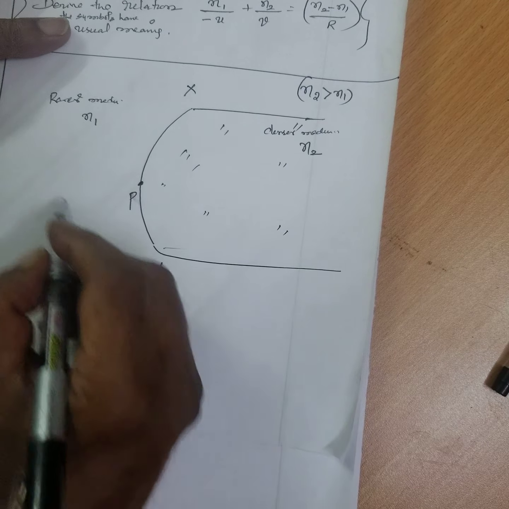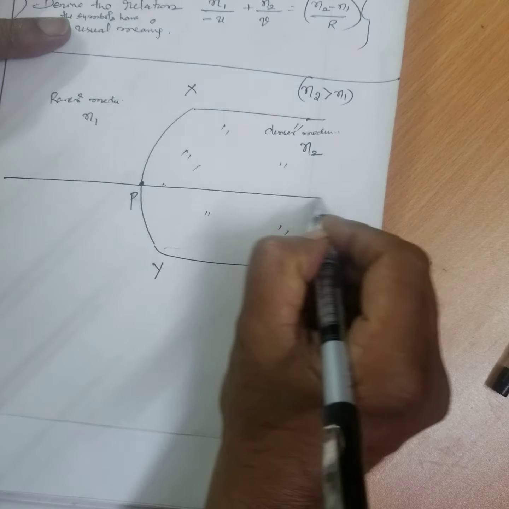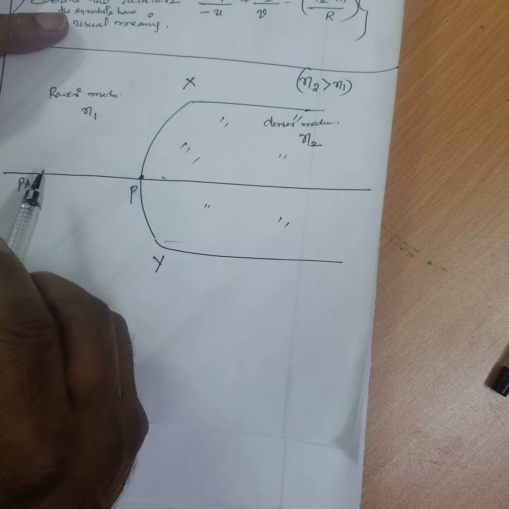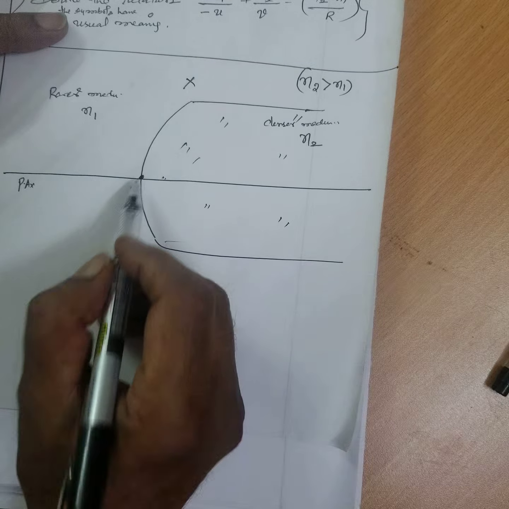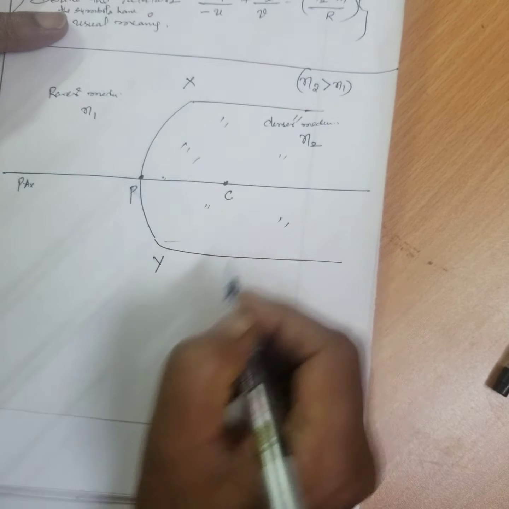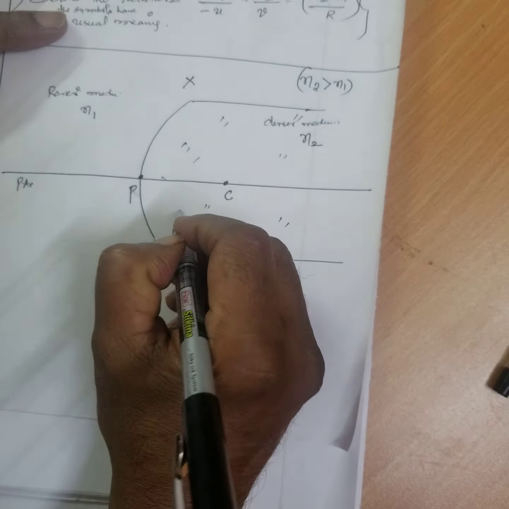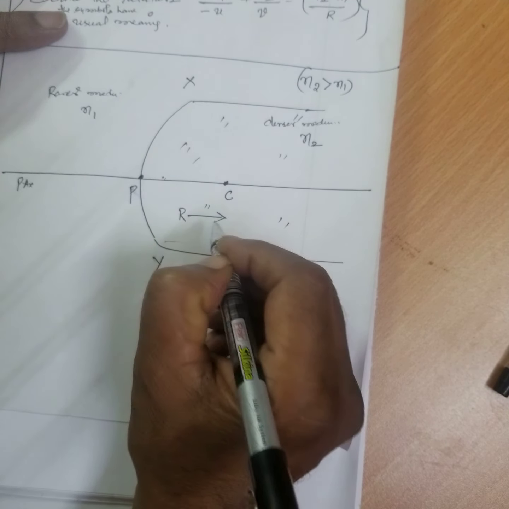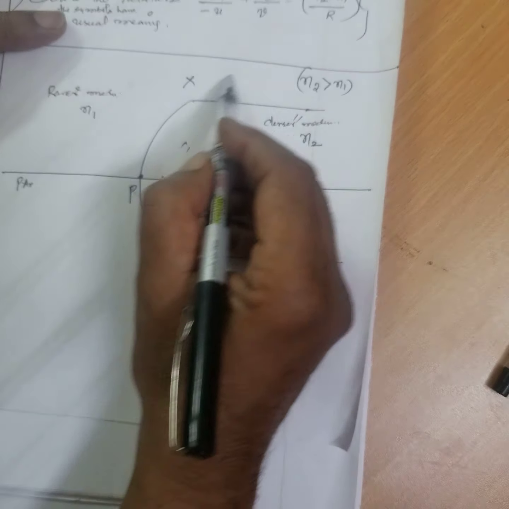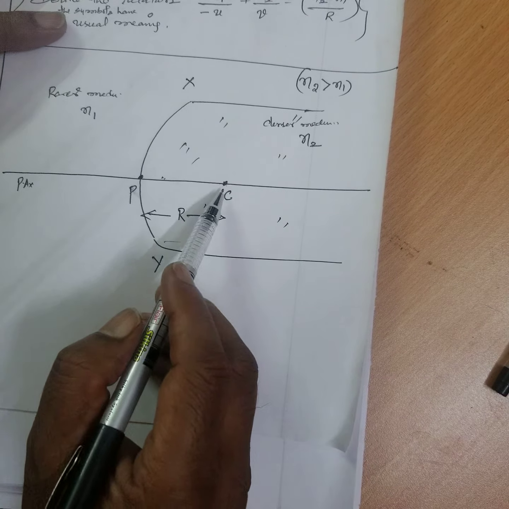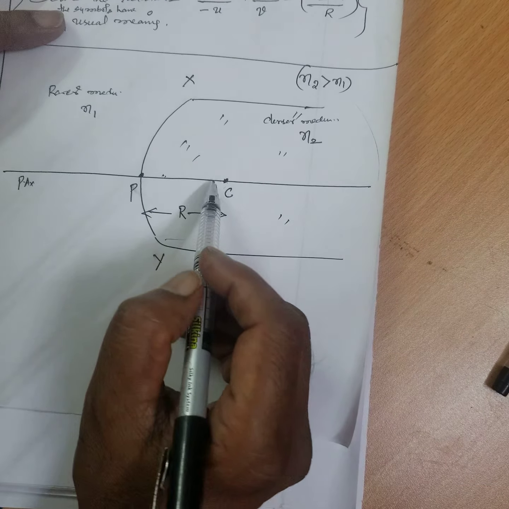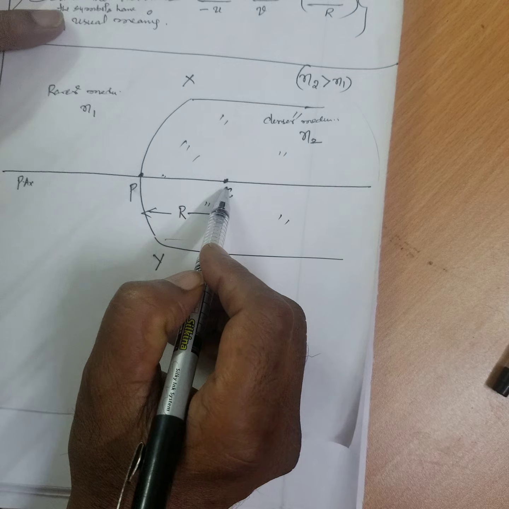And this is a spherical surface kept in that medium. P is the pole, and I draw a line. That is the principal axis, right? Now P is the pole, C is the center of curvature, and R is the radius of curvature. You know what the center of curvature is? It is the center of the sphere of which the spherical surface XY is a part.